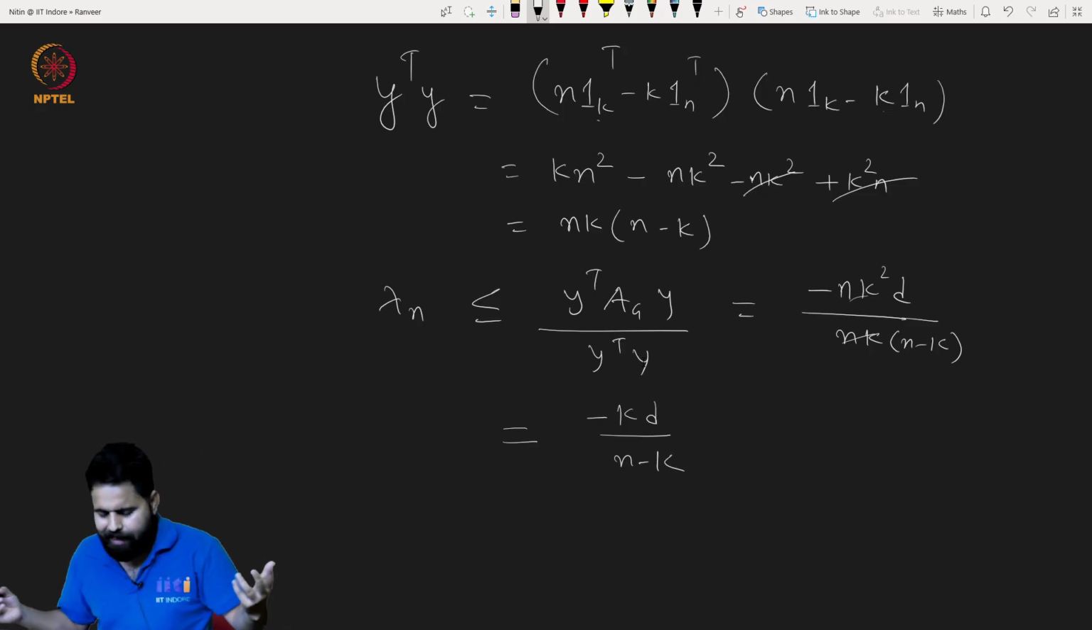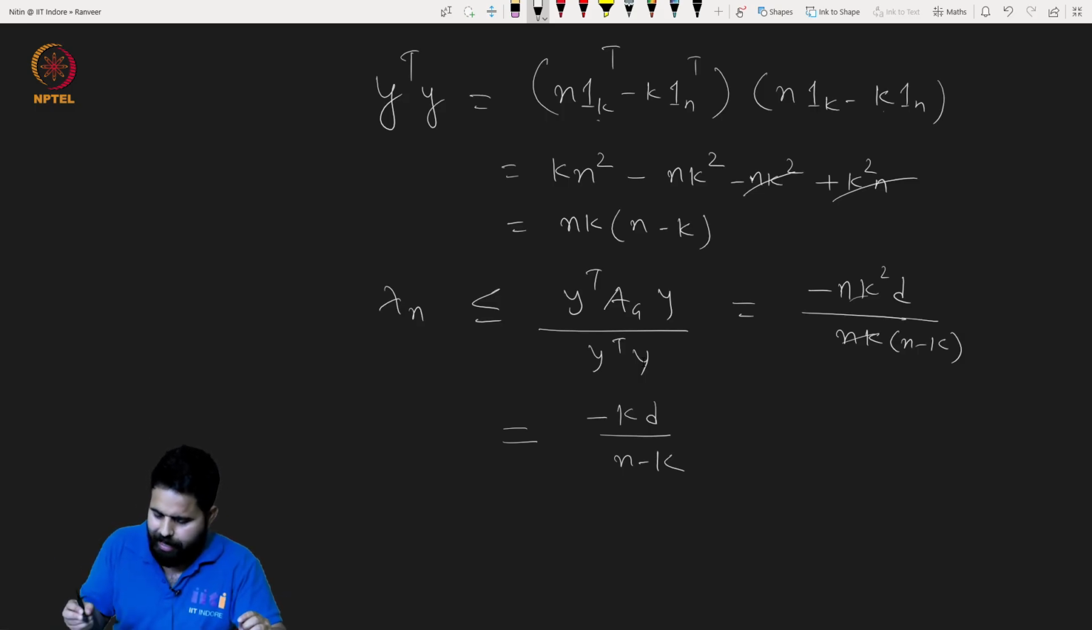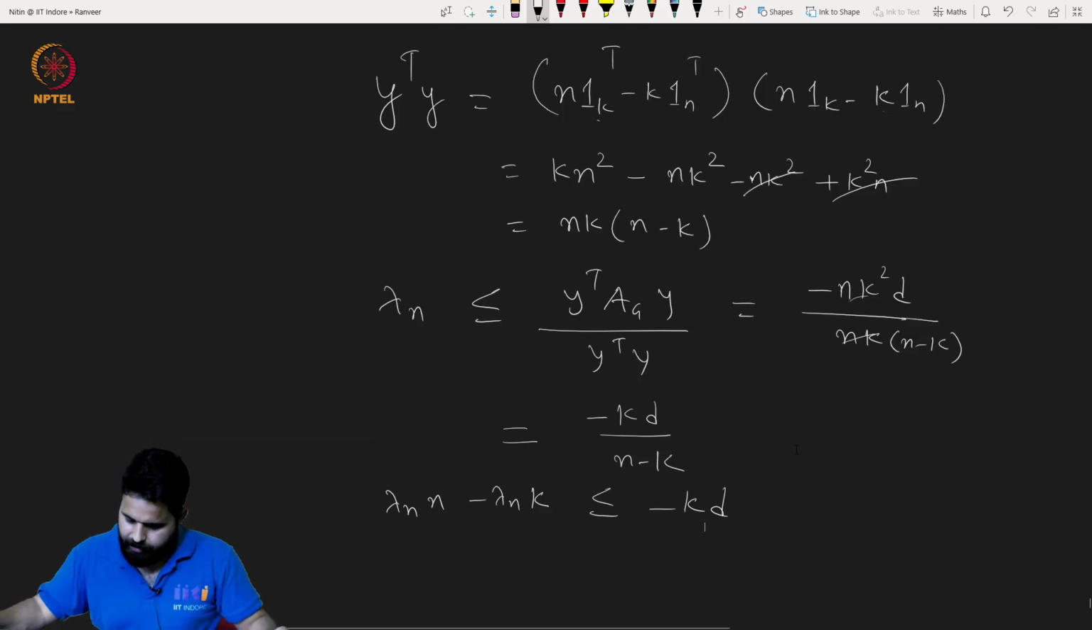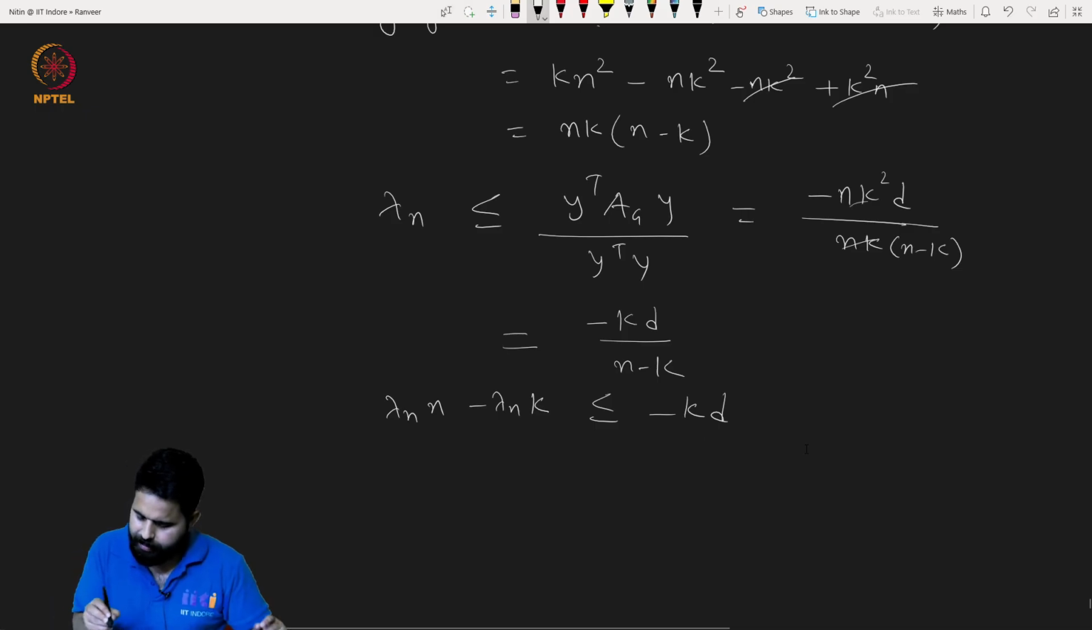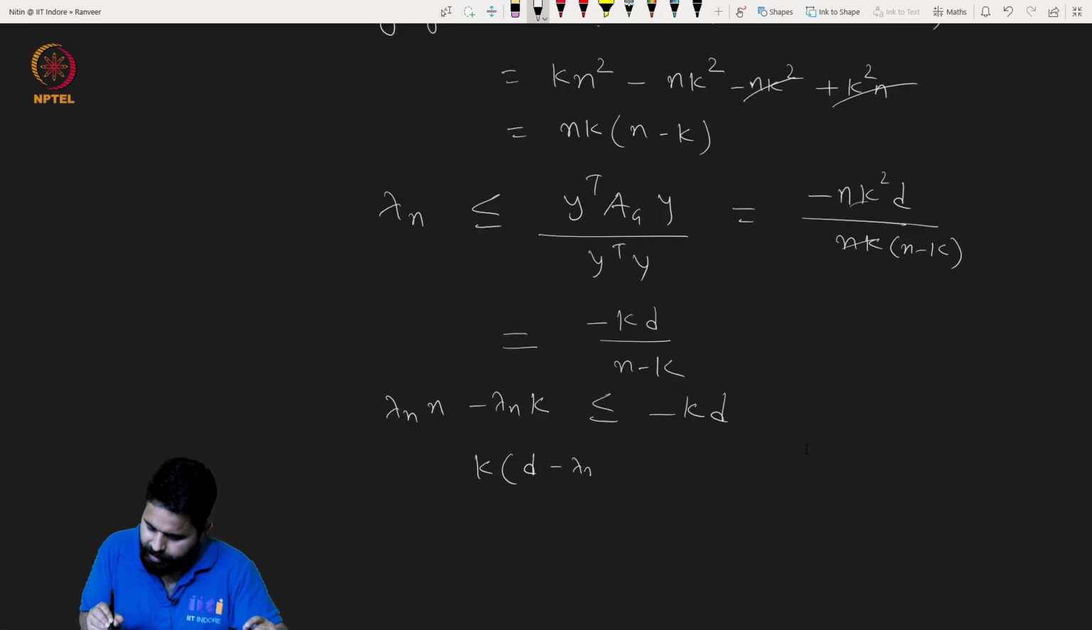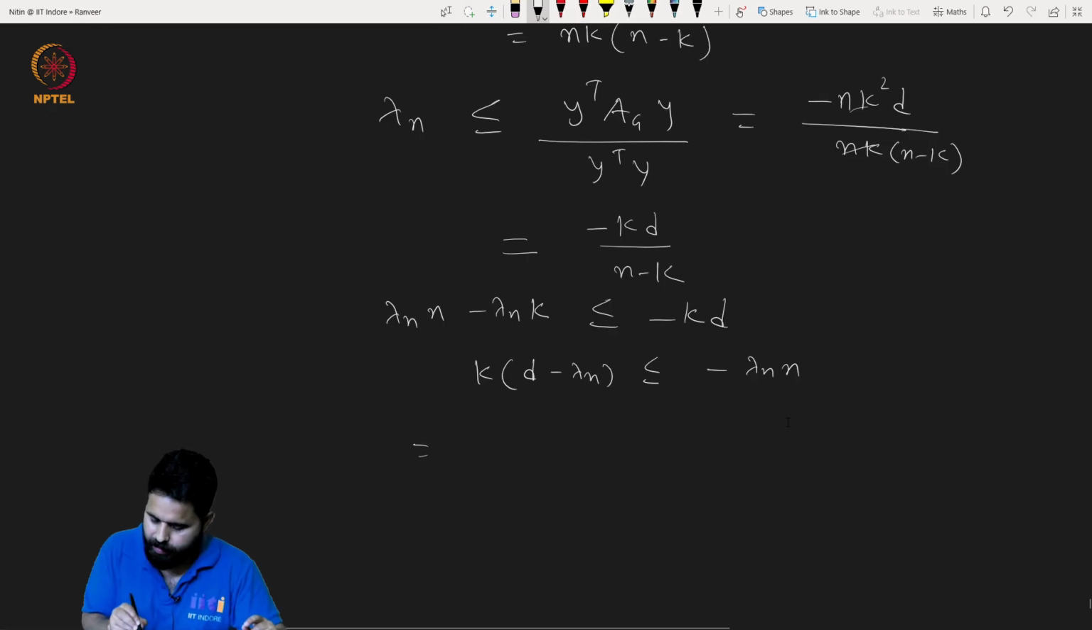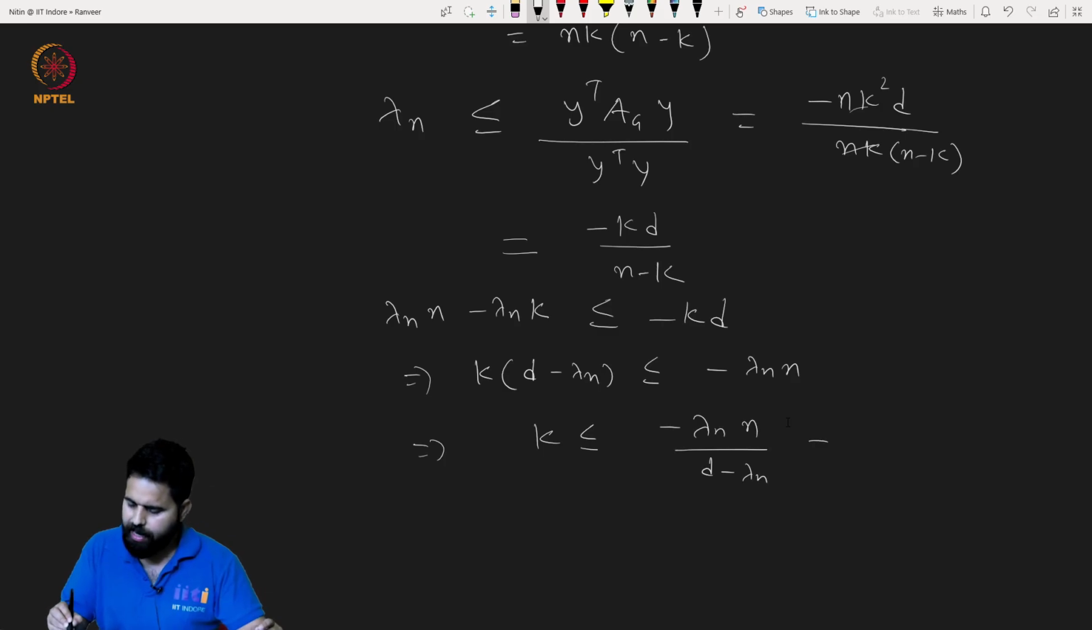Now the things will be quite apparent, but let me write in terms of k. So lambda n times n minus k is always less than or equal to minus k d. But I have to write k, so I bring k here. So k d minus lambda n is always less than or equal to minus lambda n times n. Very good. So this implies that k is less than or equal to minus lambda n times n divided by d minus lambda n. Now I can divide both by minus lambda n, so this will be n times 1 divided by 1 minus d by lambda n. Very good. So we have now proven it.